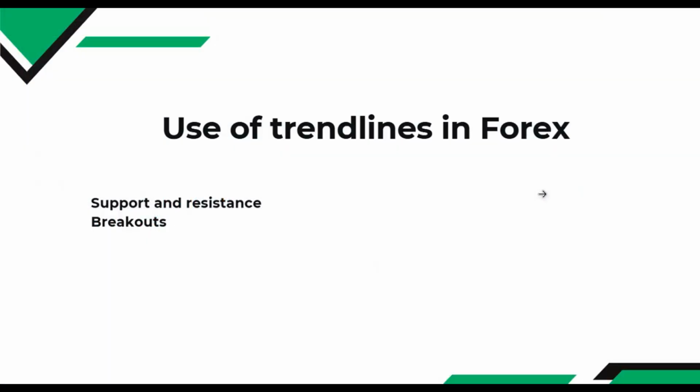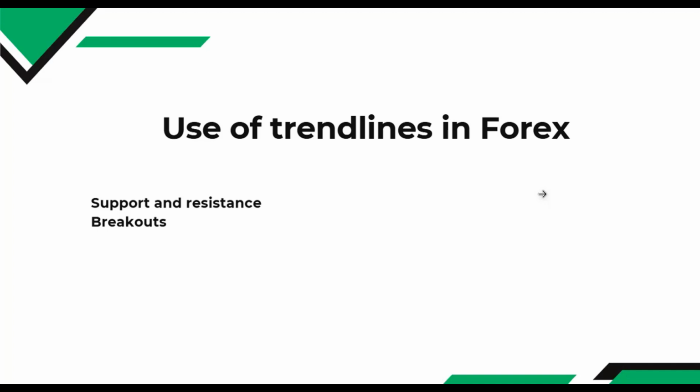Now let's look at the uses of trend lines in the forex market. Number one is for support and resistance. Now trend lines often act as support in uptrends or resistance in downtrends. The price touches a trend line and bounces off it. That suggests a continuation of the current trend.